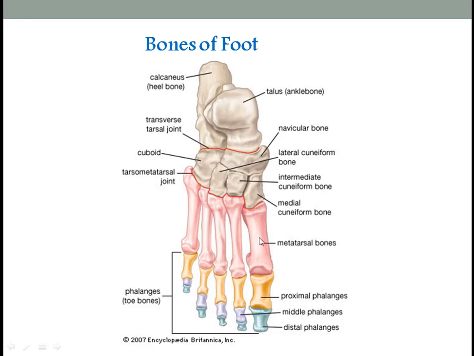They are long bones, so they have a shaft, head, and a base. This is the first, and this is the 5th metatarsal, 2nd, 3rd, and 4th. The phalanx, as we see here, we had the proximal phalanx, the middle phalanx, and the distal phalanx. All the lateral toes have 3 phalanges, except the big toe, which only contains proximal and distal phalanx. Here there is no middle phalanx in the big toe.